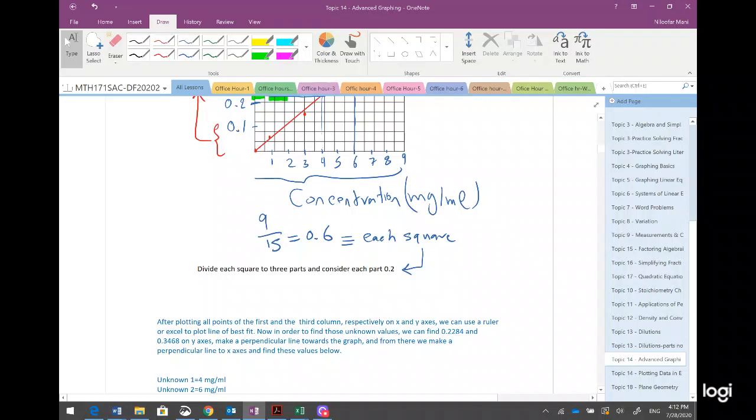So I can say, okay, so for each part, I can consider each square, for example, divide each square into 3 parts and consider each part 0.2. Okay, so how? Because I have 9 and I divided by 15, so it's 0.6. Then I can divide each square into 3 parts and consider each part 0.2.